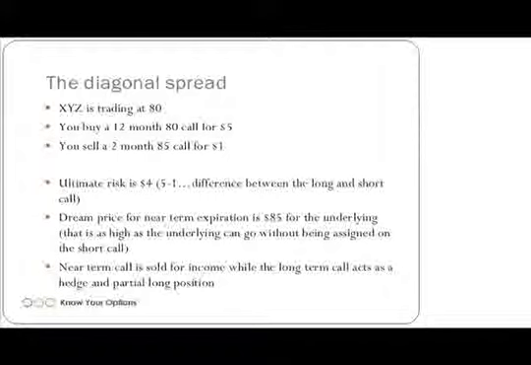The dream price at the near-term expiration in 2 months is $85, and that's for the underlying. That's the highest the underlying can go without being assigned on the short call. The near-term call is sold for income, and the long-term call acts as a hedge and a partial long position. There will be deltas on that long-term call. As with all long option trades, this is a defined risk trade. However, like the calendar spread, the overall reward will be unknown because there's room for anything to happen with volatility skews. So typically the diagonal spreader is someone who has a little bit of a bullish sentiment but wants to sell premium in the near term to hedge some of the time decay risk that exists.